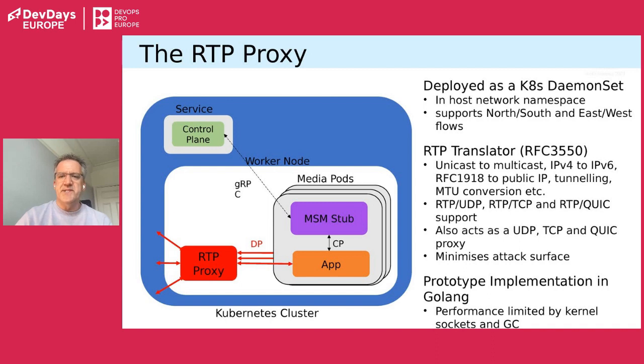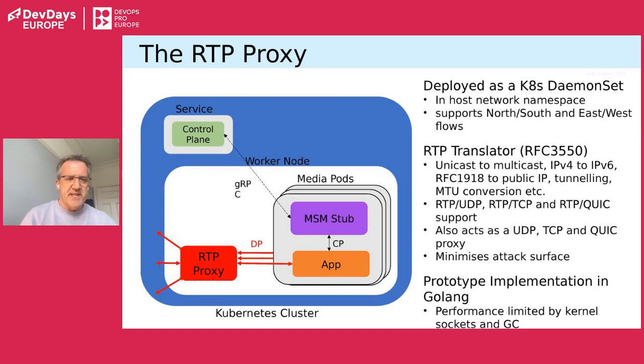Now the RTP proxy. Again, I mentioned that we split the control plane from the data plane, and that we have one control plane per cluster, since we're handling things at a cluster level in Kubernetes. The data plane we deploy as a daemon set, so one per node. It runs in the host network namespace, and it handles both east-west and north-south traffic flows. To handle the north-south control plane, we have a stub that runs alongside it. But the data plane handles all of that itself.